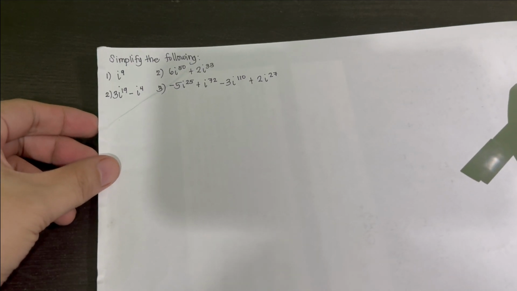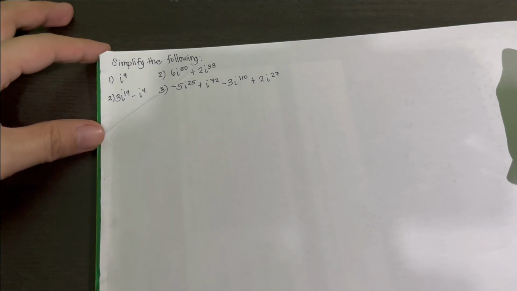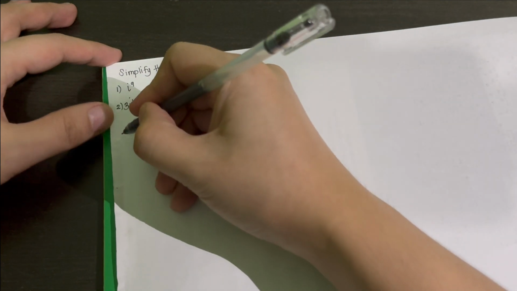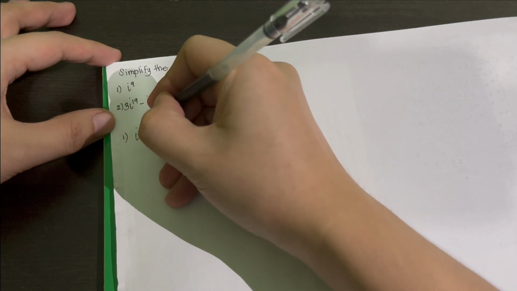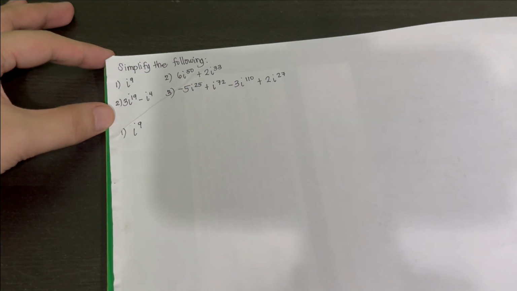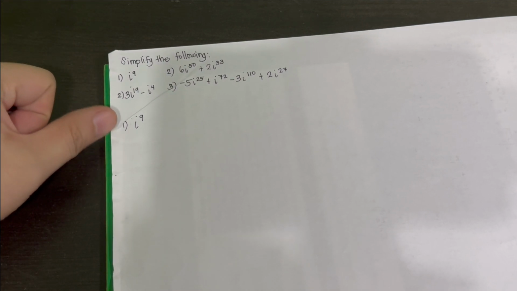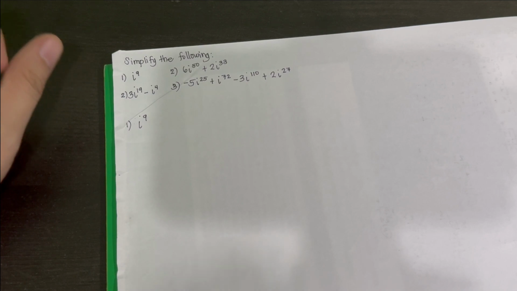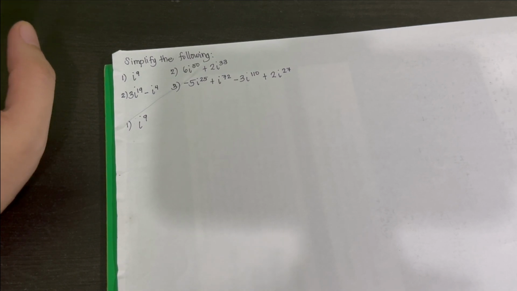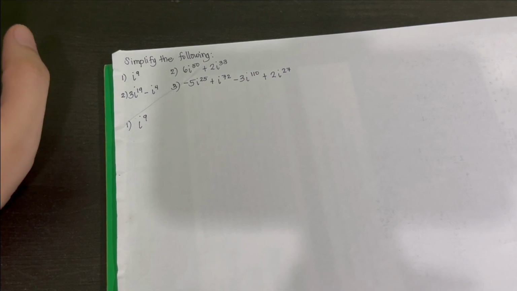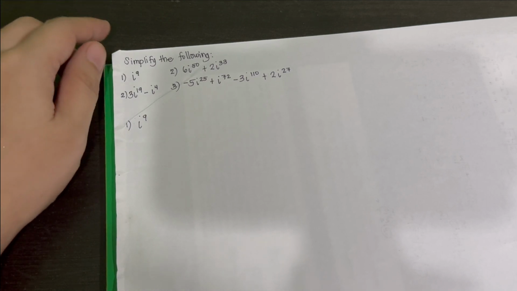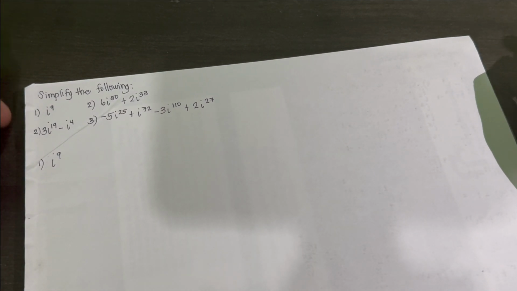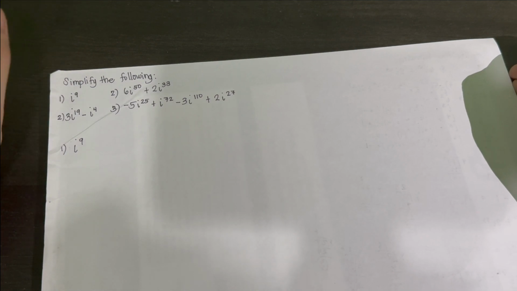Sagutan natin tong problems. Simplify the following. Let's start with 1. I to the 9. Okay, so we're simplifying powers of imaginary number I. So, meron tayong actually pattern kapag we're simplifying powers of the imaginary number I. So, let's start with the definition ng imaginary number I.